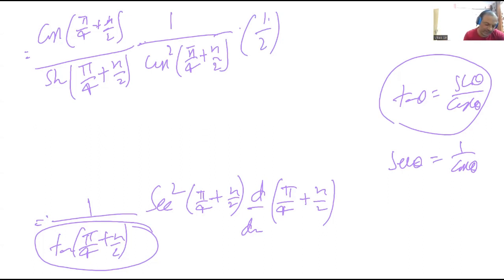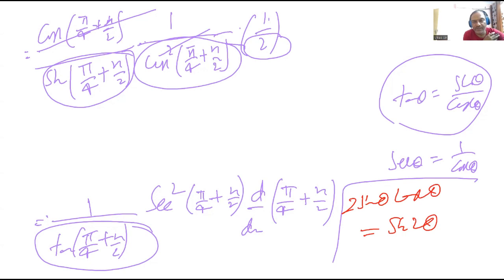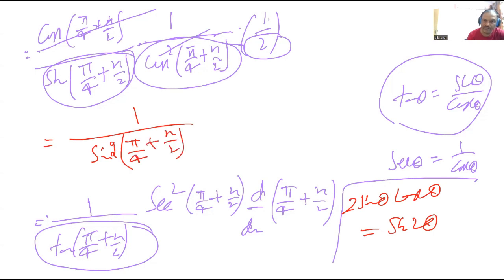Now we can cancel out this cos one time from here. Now I'm having the denominator: this is 2, this is sine theta, and this is cos theta. We know the formula for 2 sine theta cos theta is equal to sine 2 theta. Now it will give me 1 over sine 2 theta, and theta is pi by 4 plus x over 2.